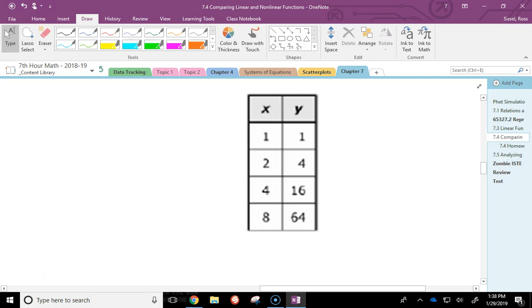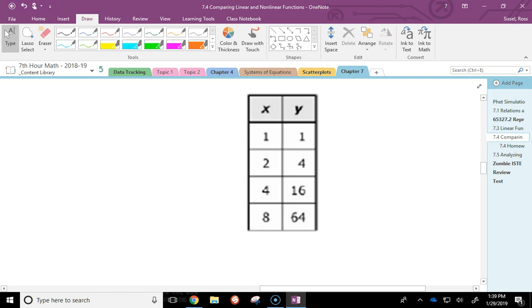X is 1, Y is 1. X is 2, Y is 2. X is 4, Y is 4, or 16. 8 is X, and Y is 64. When we solve this one, we could check for the same slope again. So I could do slope. I could look to see if there's a constant rate. Or the third way is, could I write the function down?